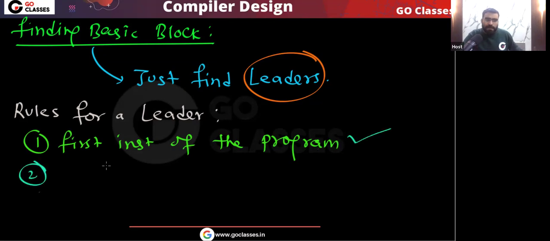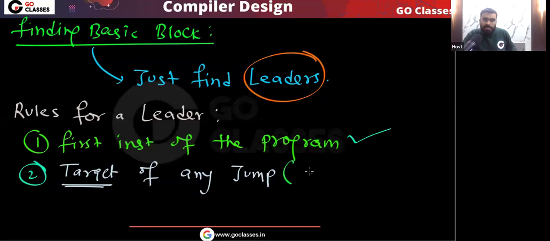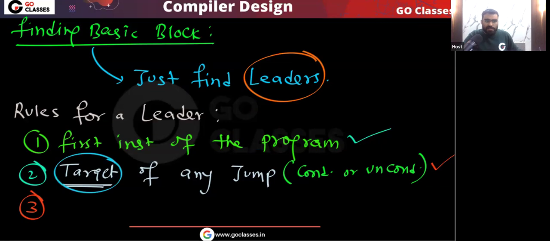The second point: the target of any jump instruction, conditional or unconditional. Please understand, conditional or unconditional. The target of any jump instruction is a leader. Is this clear? And what is the third rule?